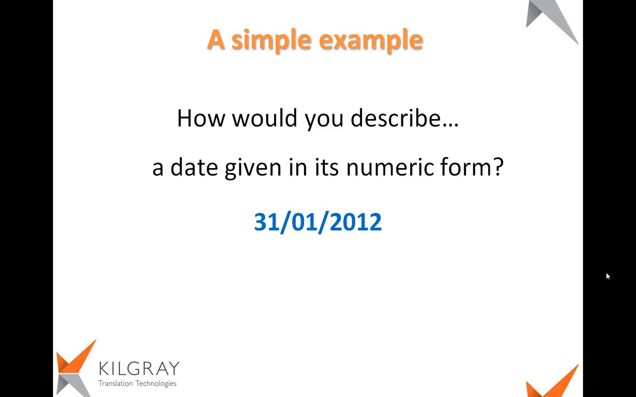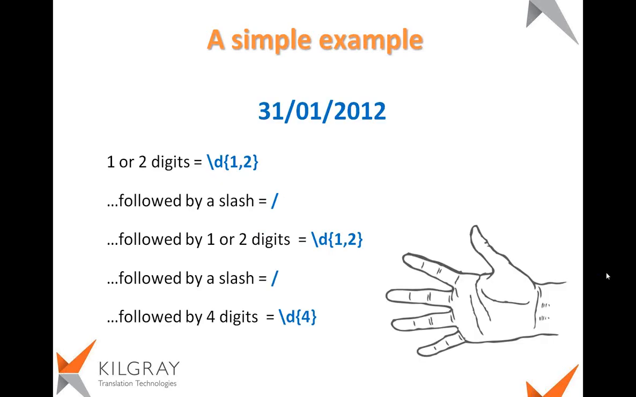How would you describe, for example, a date when it's given in its numeric form? Well, you see an example here, today's date written on screen. You have lots of ways you can describe that, but one of the simplest ones would be to say it's first 1 or 2 digits. So we use the backslash D to mark that we want to match a digit, and then we use the quantifier to say that would be either 1 or 2 digits, in case you're using just a single number when it's the first or second of the month, for example.